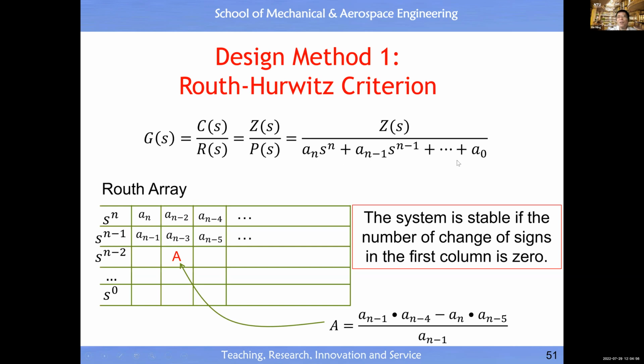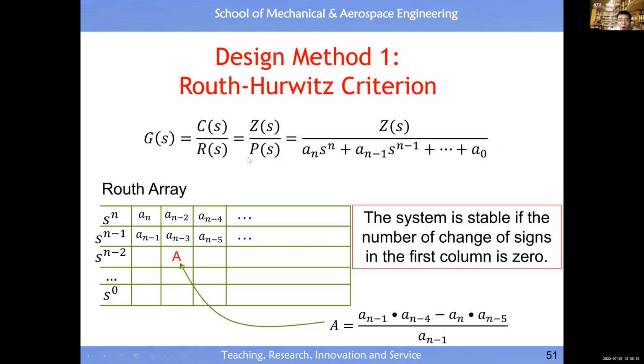Normally, the denominator is a polynomial equation of degree n. Then we use this to build up this Routh array, all right? Because we have a term s to the power n, s to the power n minus 1. Here, you just imagine we have s to the power 0. Then we form a table with n plus 1 rows, because the first row is s to the power n, the second row is s to the power n minus 1, and the last row is s to the power 0, right?